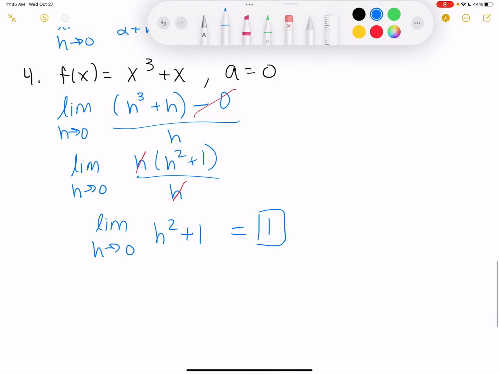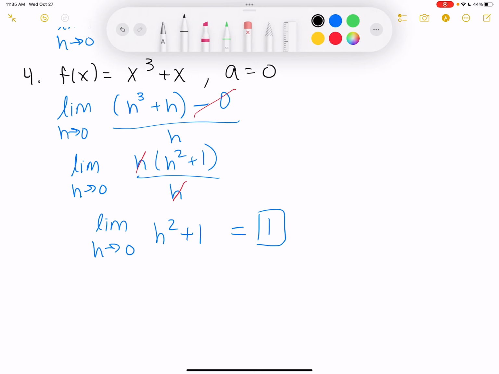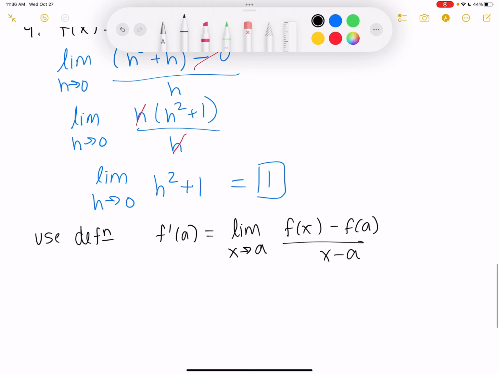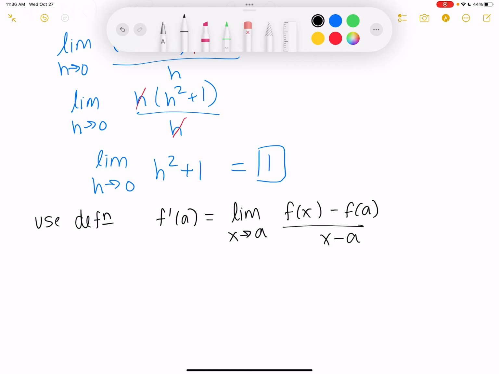Alright, for the next ones, they say to use the other definition: f prime of a is equal to the limit as x approaches a of f of x minus f of a all over x minus a. So now we just leave the first one as is, and then the second one we put in a, and then on the bottom we just do x minus whatever the a value is.